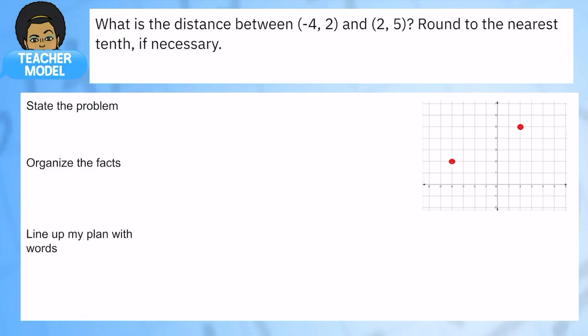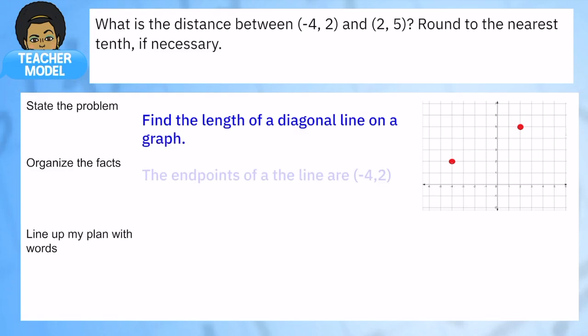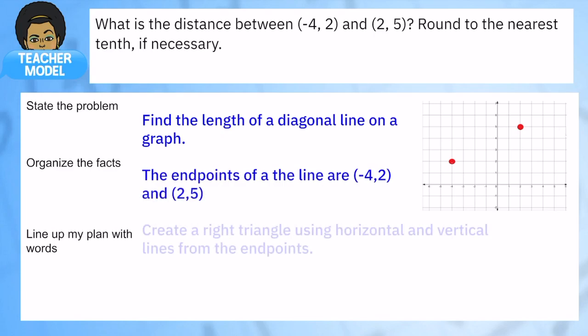What is the distance between those 2 points in the line? (-4, 2) and (2, 5). We're going to find that distance and round it to the nearest tenth. So our first question is pretty easy. What is the length of the diagonal line? Okay, we know what the 2 points are. They're the endpoints in this problem.